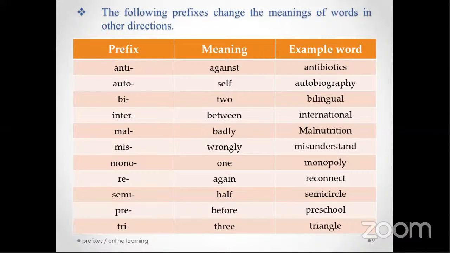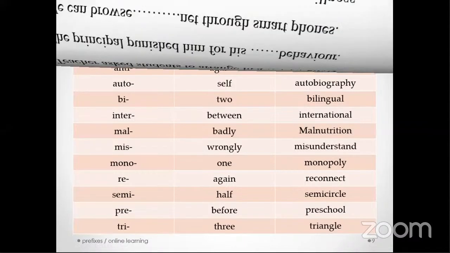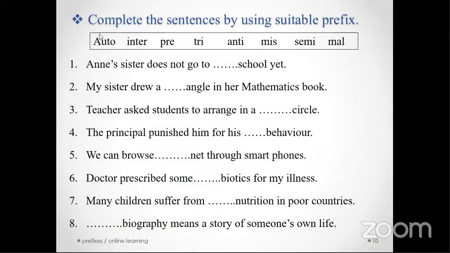Right, and now let's do a small activity from this part, and I will go to the last activity here. Complete the sentences by using suitable prefix. ගැළපෙන prefix එක දාලා answers ටික ලියන්නයි තියෙන්නේ. Please put your answers into the chat box here also. There are 8 sentences. Now do the activity very quickly.